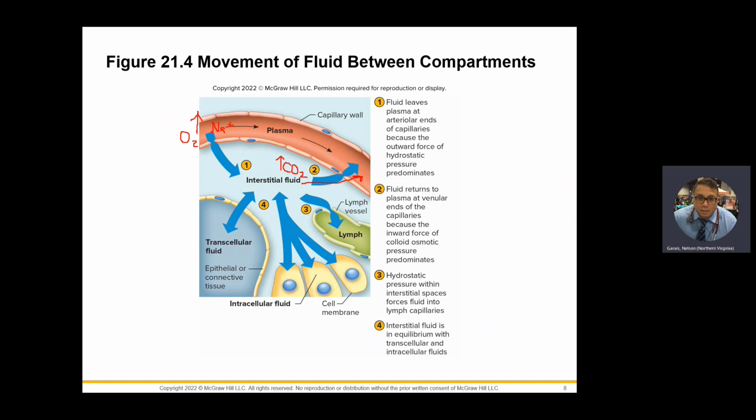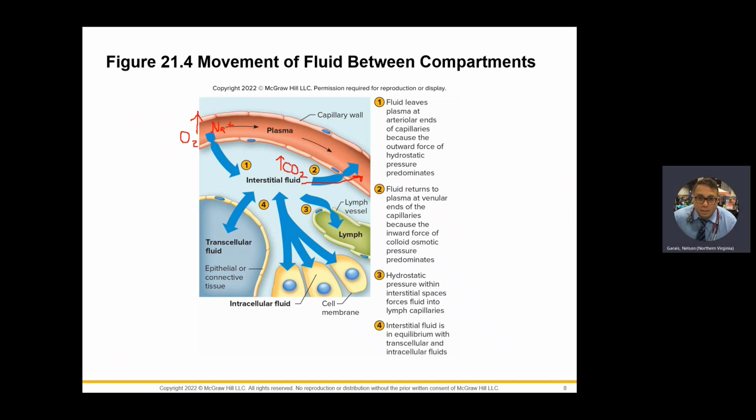I know they mentioned hydrostatic pressure here, but the hydrostatic pressure remains stable. It's the osmotic pressure that's increasing and decreasing depending on the concentration of said item. Like here, oxygen and sodium, and here, carbon dioxide. Now, remember transcellular fluid? Stuff can go in and out, but it's usually what? Sequestered. So things don't really move too much in transcellular fluid.